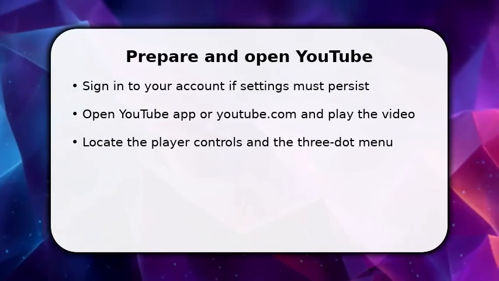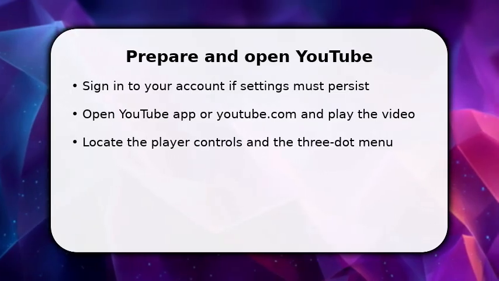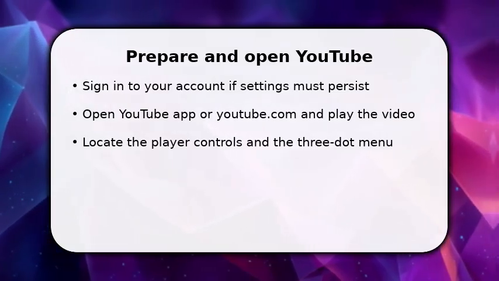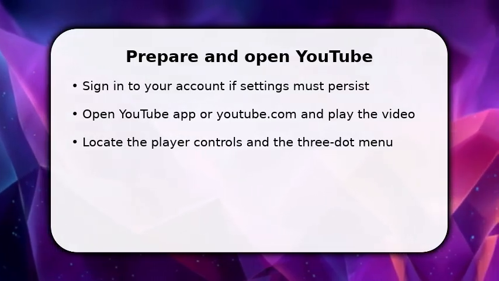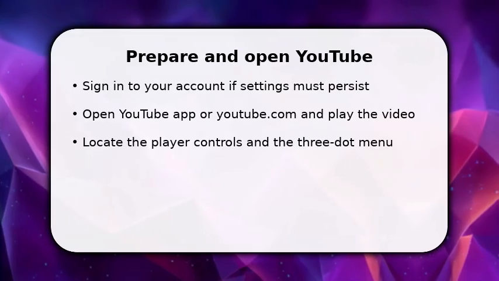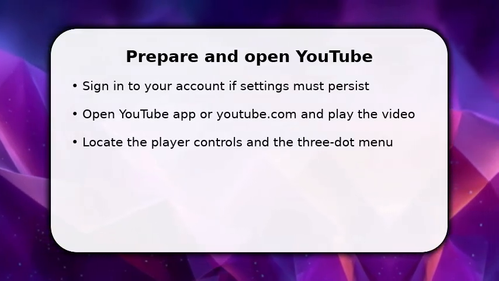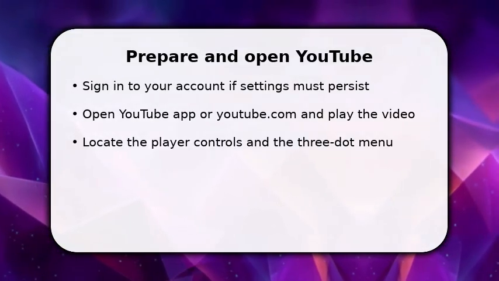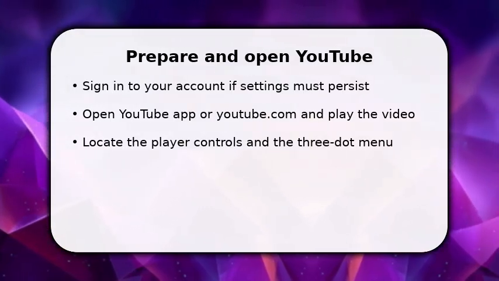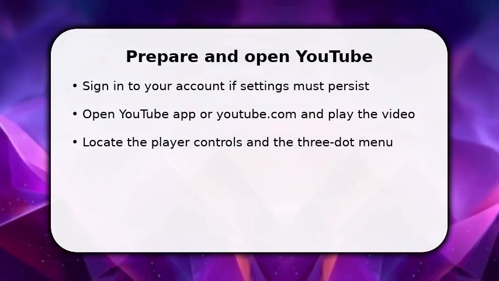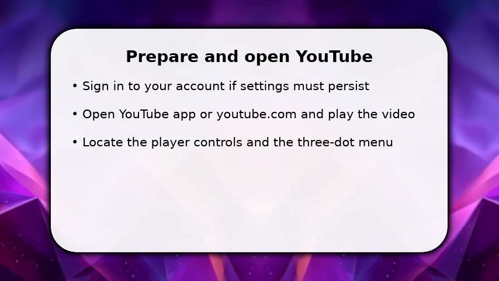You start by opening YouTube and playing the video with the background sound you want to mute. Make sure you're signed in only if you want settings saved to your account. This is optional. While the video plays, look at the player controls along the bottom and the three-dot menu or gear icon on desktop. Once found, pause briefly to orient. You will use these controls to access audio and background playback options directly.